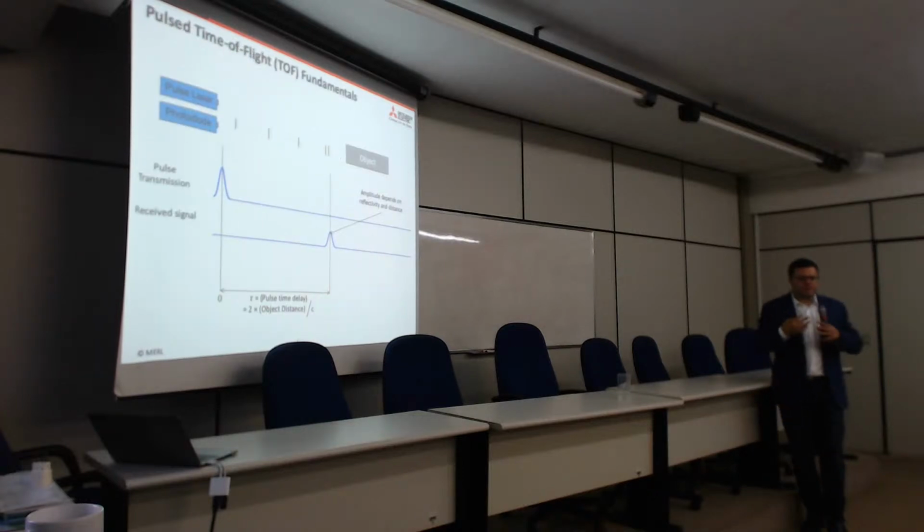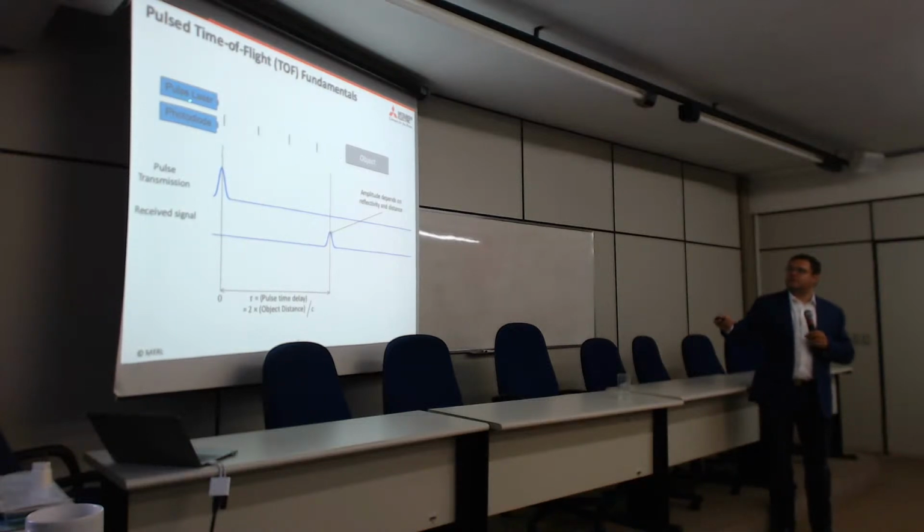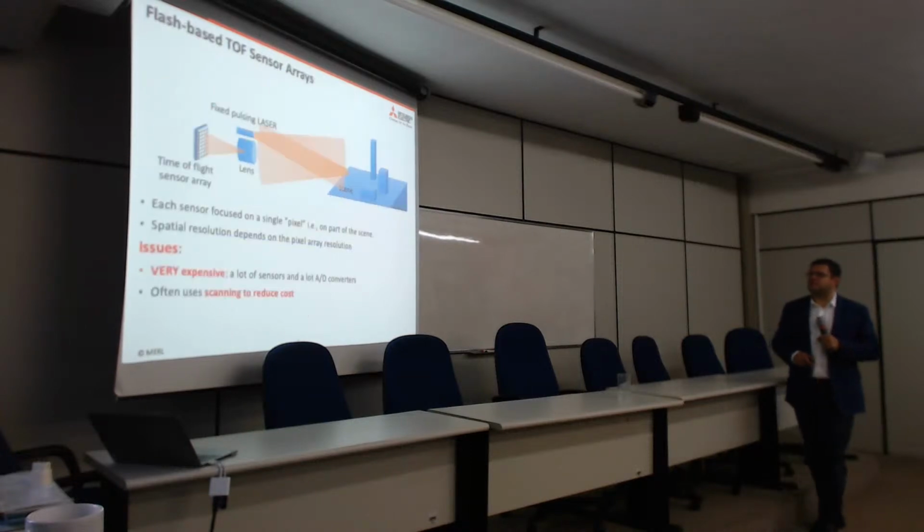Okay, and I'll tell you things that we've done, and we've learned a lot from this process of trying to develop that. So we're looking at pulse time of flight. You send a pulse to the object, it reflects it. The amplitude of the reflected pulse that you receive depends on the reflectivity of the object and the distance of the object, and you get the time delay that has to do with the object distance.